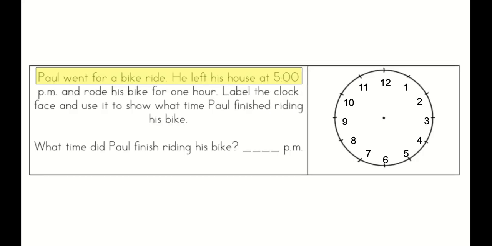Okay. Paul went for a bike ride. He left his house at 5 p.m. and rode his bike for 1 hour. Label the clock, it's been labeled for you, and use it to show what time Paul finished riding his bike. So then you have to answer the question, what time did Paul finish riding his bike?